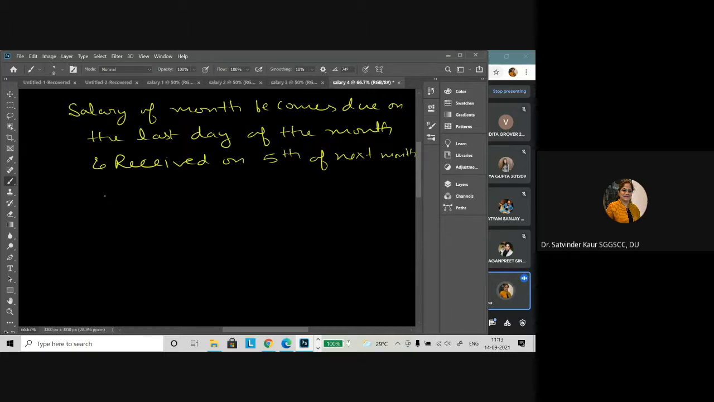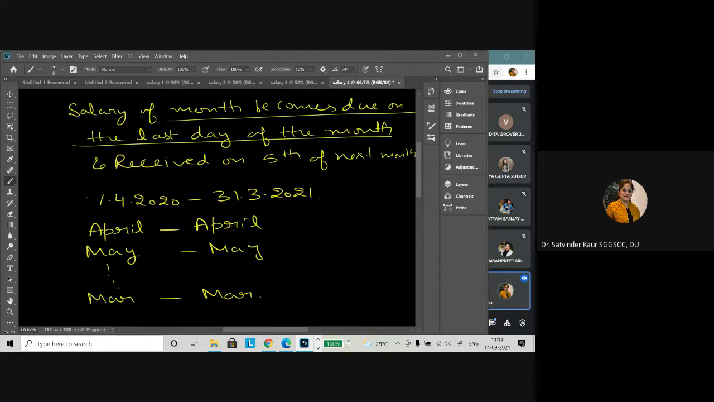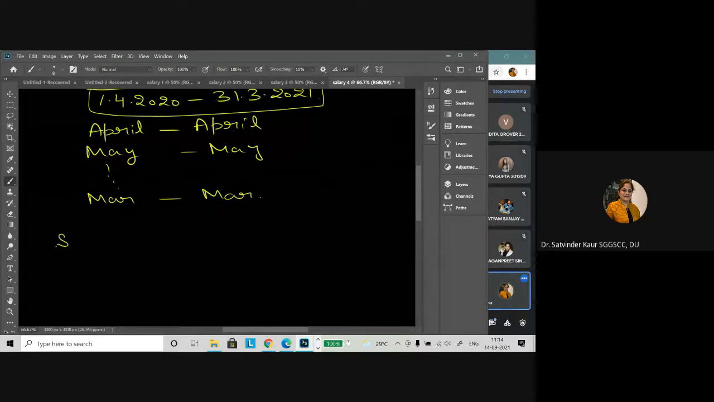So now in this particular case, when we say salary becomes due on the last day of the month, तो हमने सैलरी लेनी है 1 अप्रैल 2020 से 31 मार्च 2021 की। ठीक है, तो जो अप्रैल की सैलरी है वो कब ड्यू हुई? अप्रैल में। ठीक है, सिमिलरली मई की सैलरी कब ड्यू हुई? मई में। Similarly we move further, मार्च की सैलरी कब ड्यू हुई? मार्च में। Because salary becomes due on the last day of the month, तो जिस मंथ की सैलरी है वो उसी मंथ में ड्यू हो रही है। So in this case the salary will be taken for the months of April till March, right?